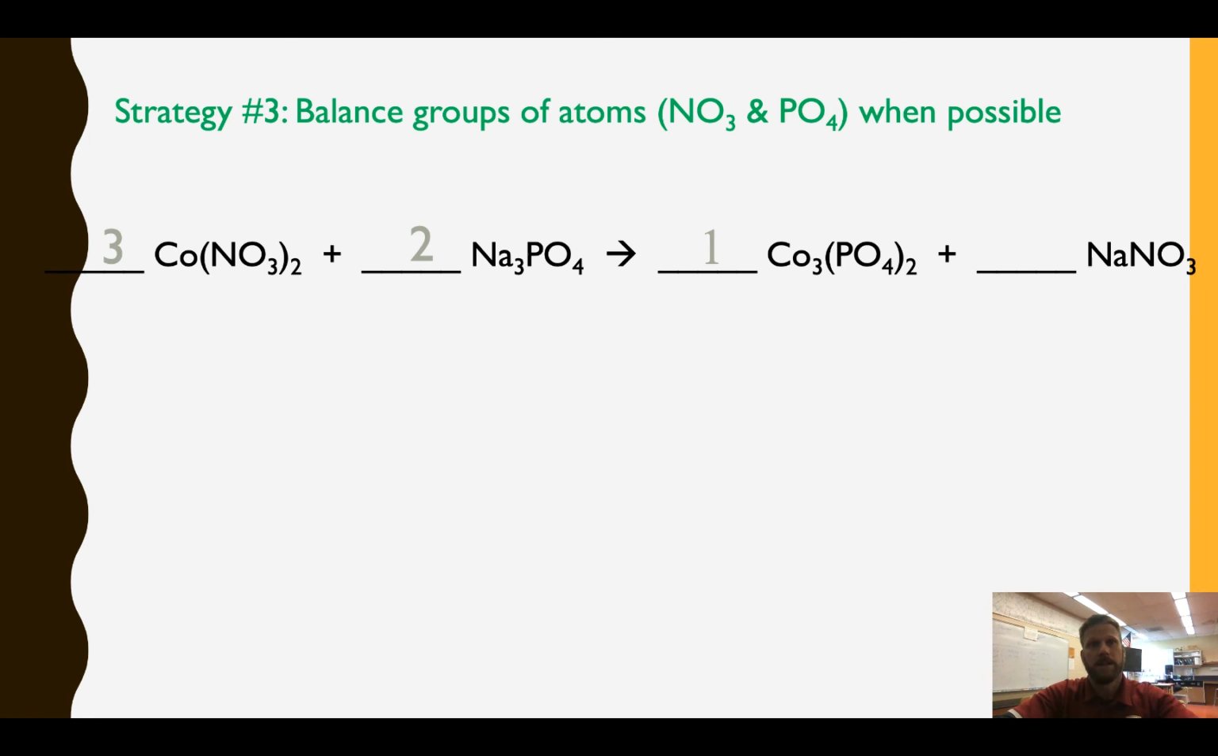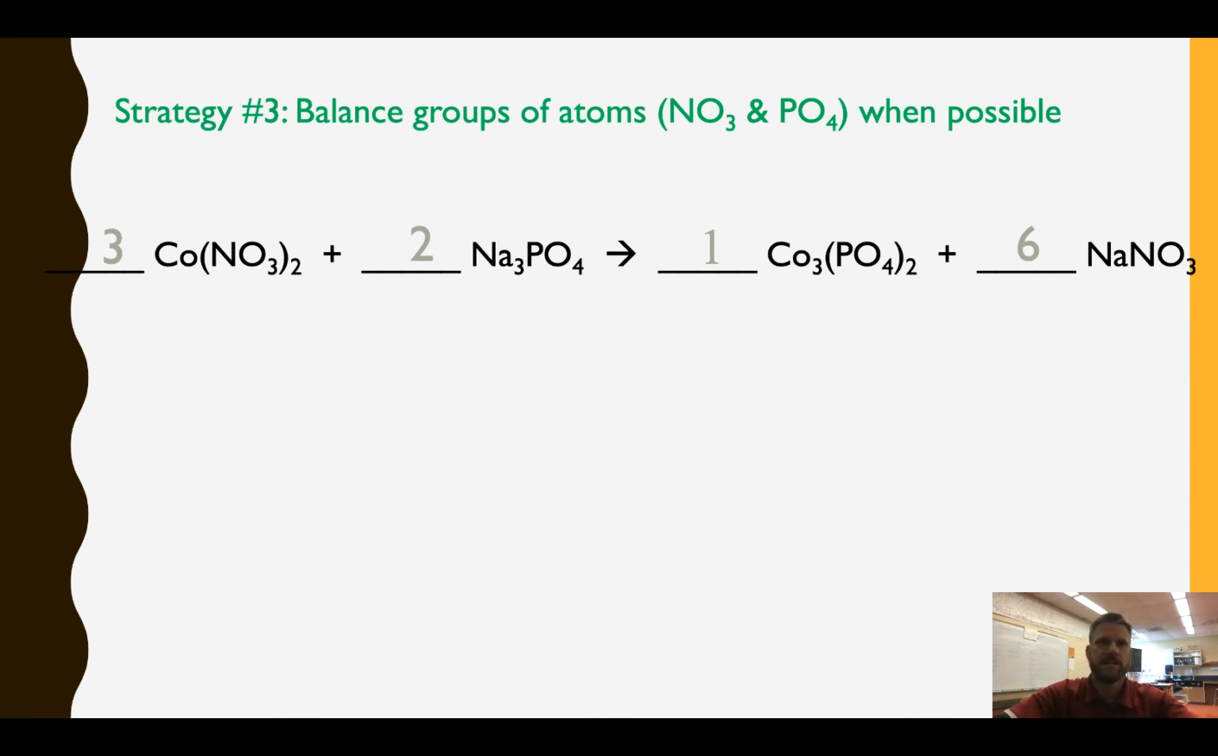Now, let's hit the final blank for NaNO3. NO3 can be balanced as a group of atoms. Since we put a 3 in front of Co(NO3)2, that means we have 6 NO3 groups on the reactant side. 3 times 2 equals 6. Therefore, we need 6 NO3 groups on the product side. This is accomplished by placing a 6 in this blank.